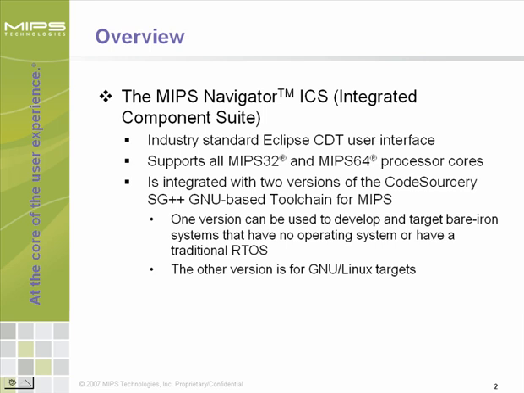You have a choice between two versions of G++ toolchain. The bare iron version, which comes with NewLib, a small footprint C library, or a version for GNU Linux, which comes with GNU C library, or uClibc, a smaller footprint library that is largely source compatible with glibc.